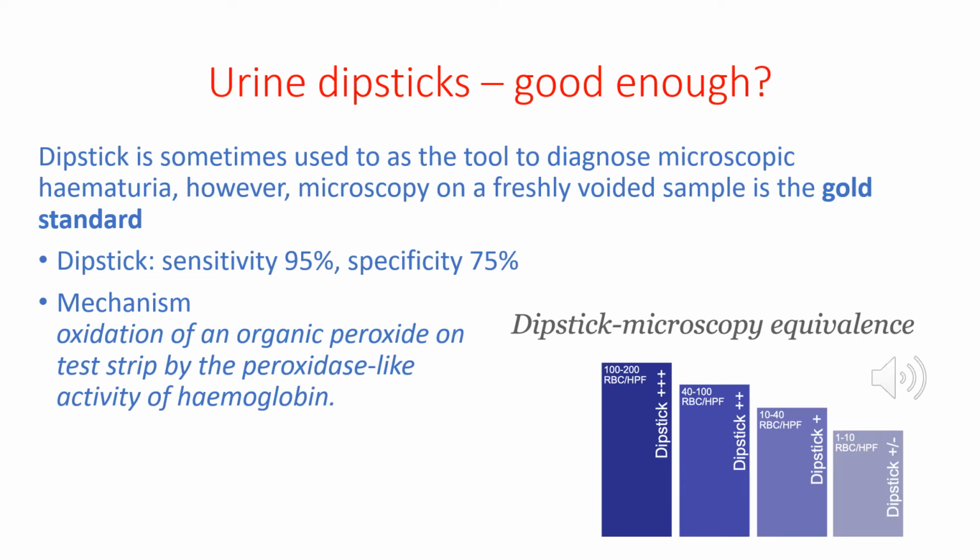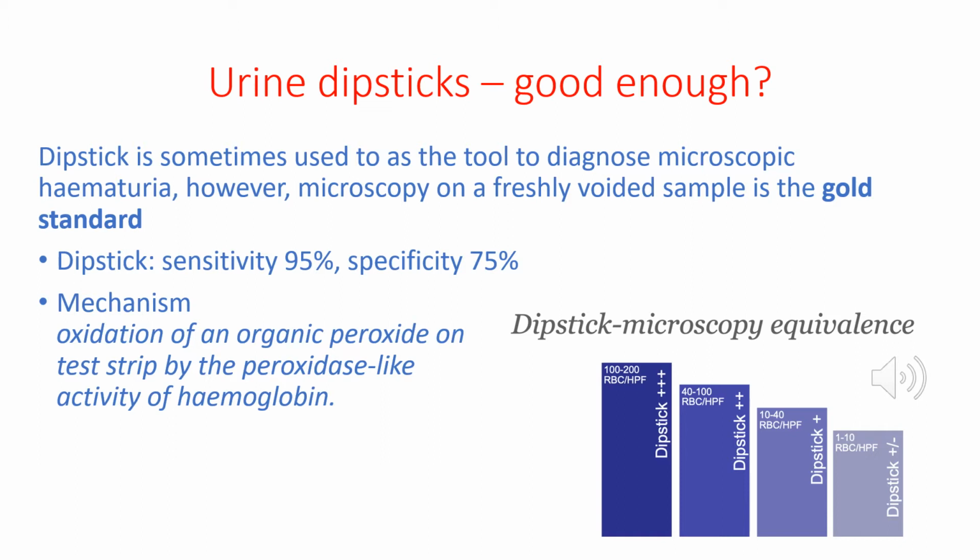When it comes to diagnosing microscopic haematuria, you might wonder whether your bedside urine dipstick is good enough. The take-home message is that the gold standard is the microscopy you get from your formal urine MCS. The dipstick, while it has reasonable sensitivity, has low specificity, so you get quite a few false positives. That's because the oxidation reaction which it relies on can be caused by various other substances in the urine.